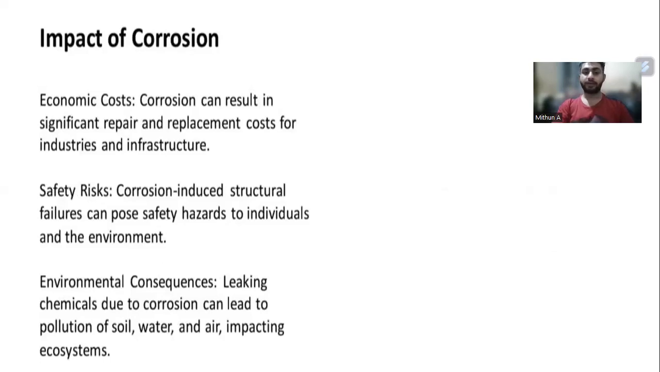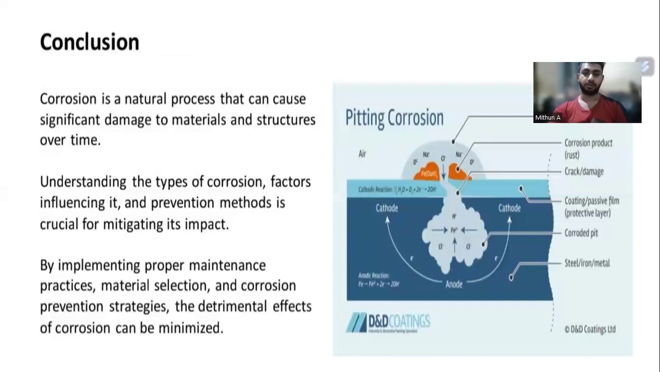The impacts of corrosion: economic costs, safety risks, environmental consequences. Let's learn about the economic costs. Corrosion can result in significant repair and replacement costs for industries and infrastructure. Safety risks: corrosion-induced structural failures can pose safety hazards to individuals and the environment. Environmental consequences: leaking of chemicals due to corrosion can lead to pollution of soil, water, and air, impacting ecosystems.